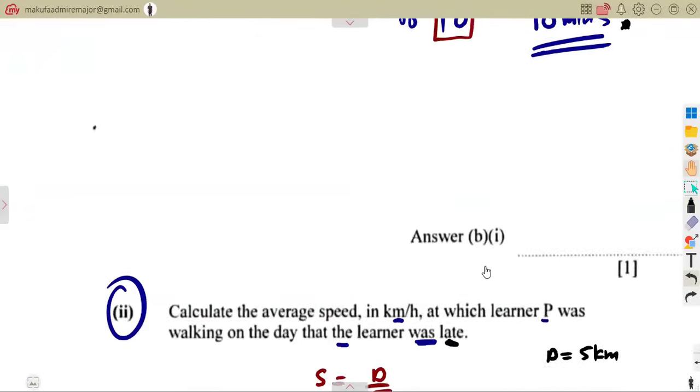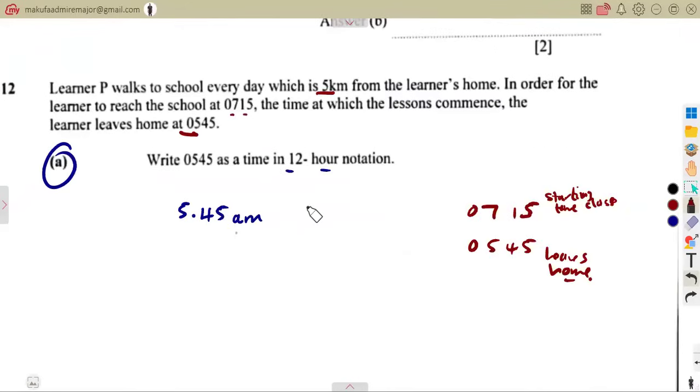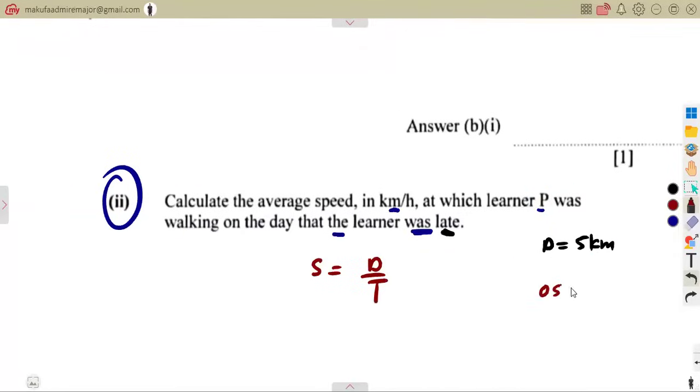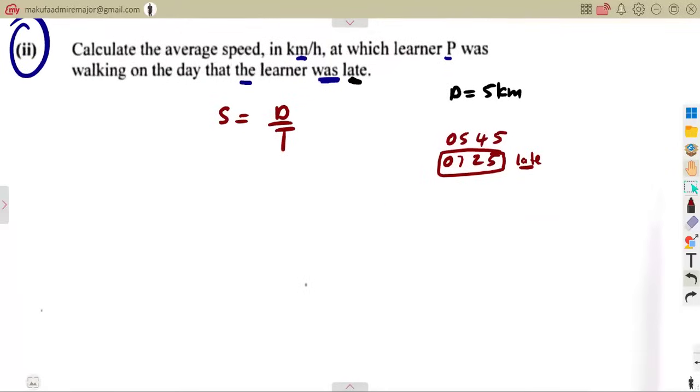In this case, the total time is from when this learner leaves the house, because he leaves home at what? At 05:45. So from 05:45 to the 07:25 that we are given when he is late, we need the difference in terms of the time. That will be our time. And this time is supposed to be in what? In hours.